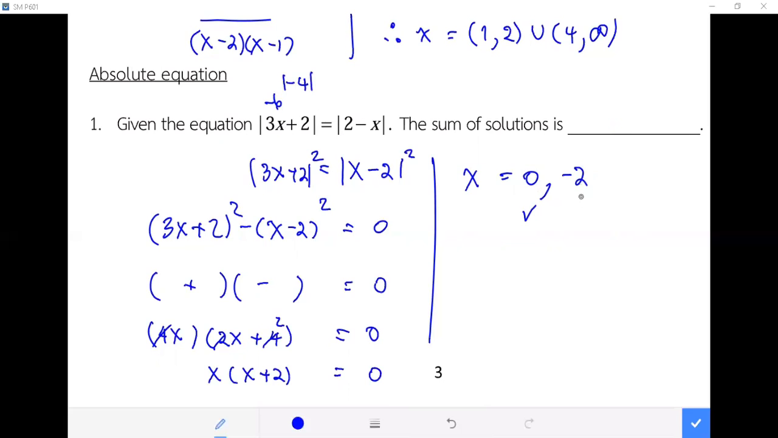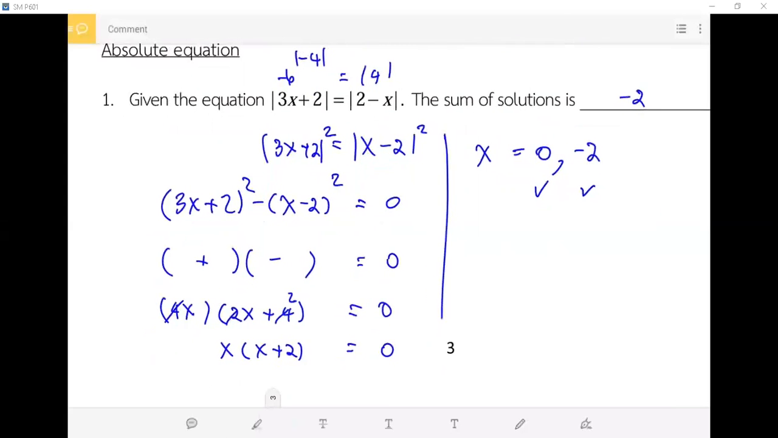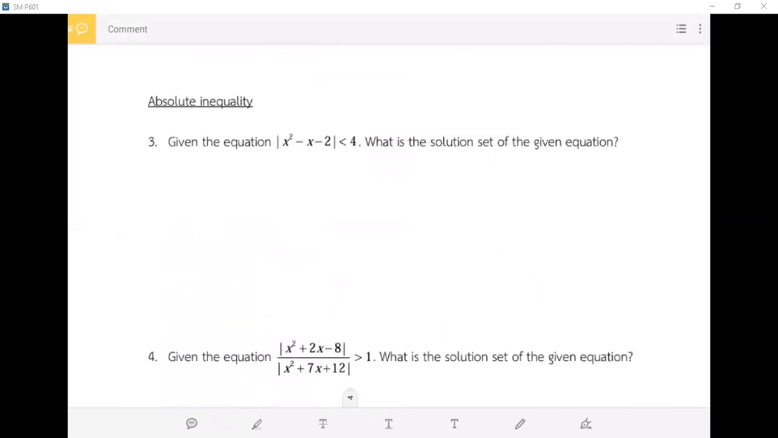Absolute negative 4. And negative 2, right? So you have 2 minus, or minus is plus. So 4. Absolute negative 4 is equal to absolute of 4. Okay, correct. So you can use both of them. So the sum of solutions is 0 plus negative 2. It's going to be negative 2. Quite easy.